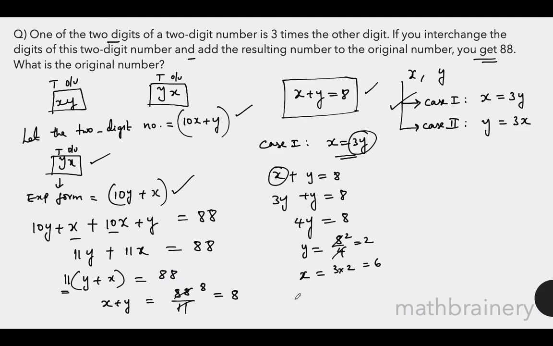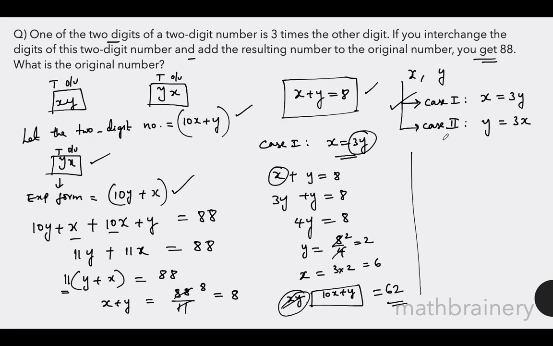So what is the 2-digit number? The 2-digit number is xy, that means it is 10x plus y. What is 10x plus y? 10x plus y is 60 plus 2, which is 62. Alright, this is the first case.